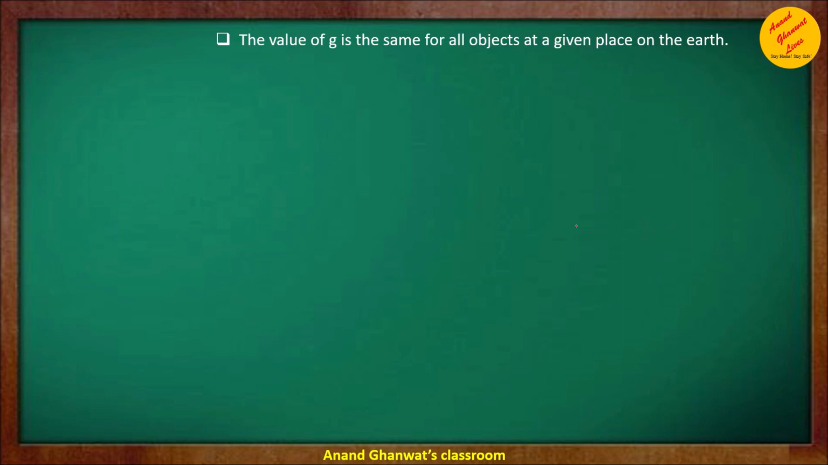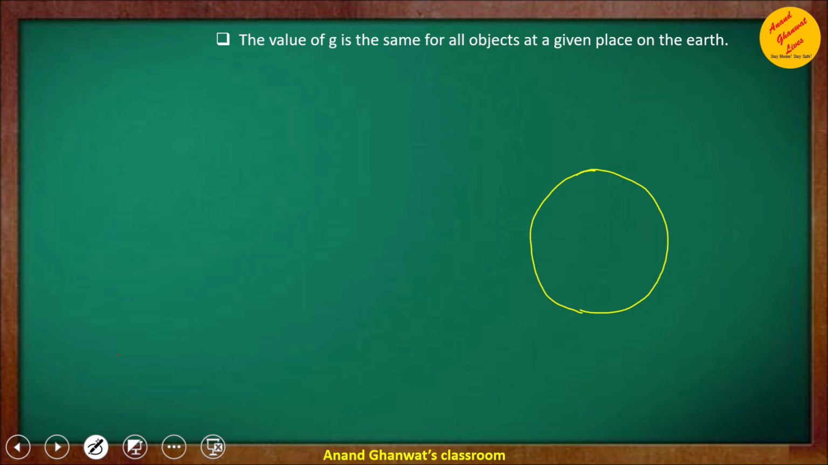Now the value of g is the same for all objects at a given place on earth. What is the meaning of this sentence? Let us learn. The acceleration due to gravity is the same for all objects which are present here. So for all the objects present here, the acceleration due to gravity is the same.